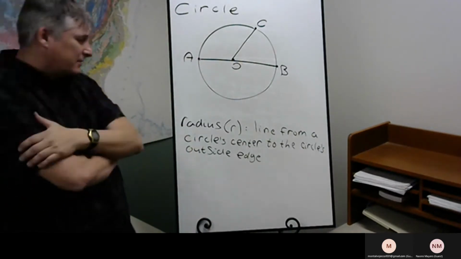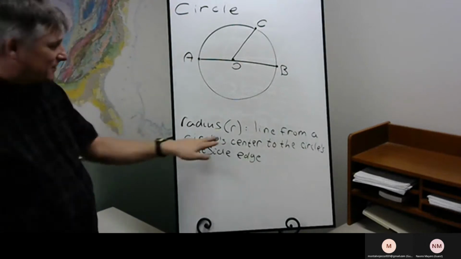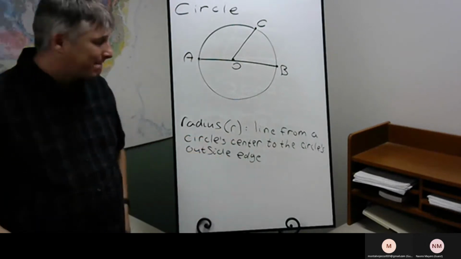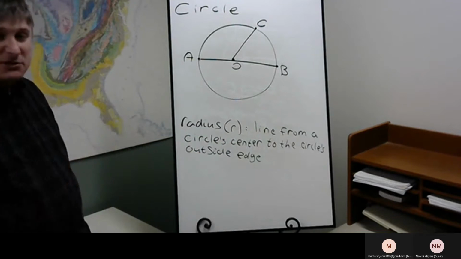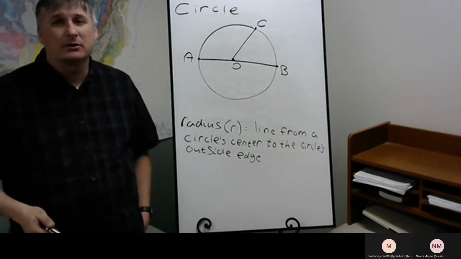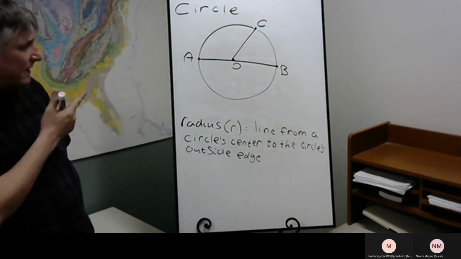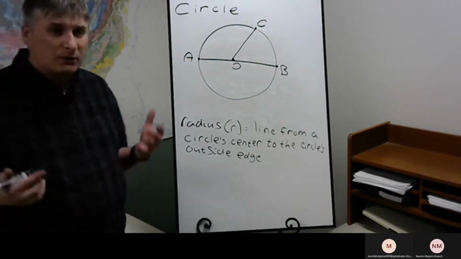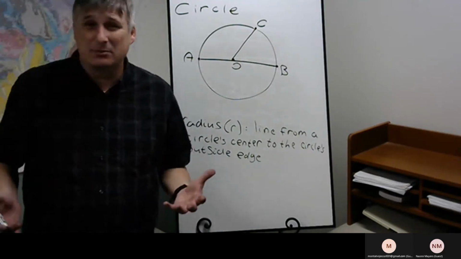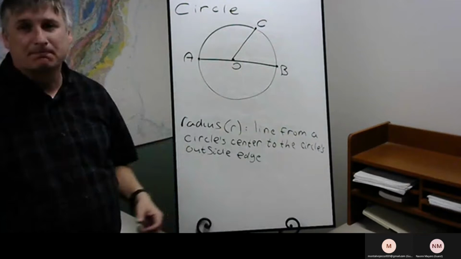So it's from the center to the circle's outside edge. And again, it's represented with an R. Now there's a special property between the radius and the diameter. If you take a look at this picture, a radius is really any line, to be honest. It's any line from the center to the edge.